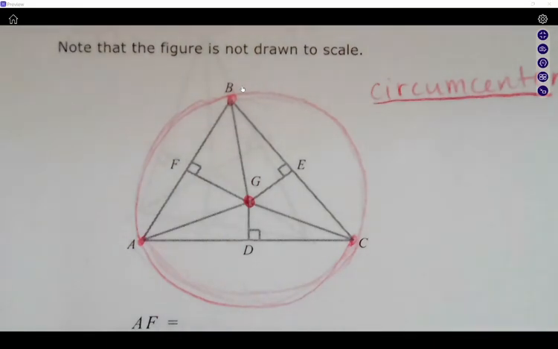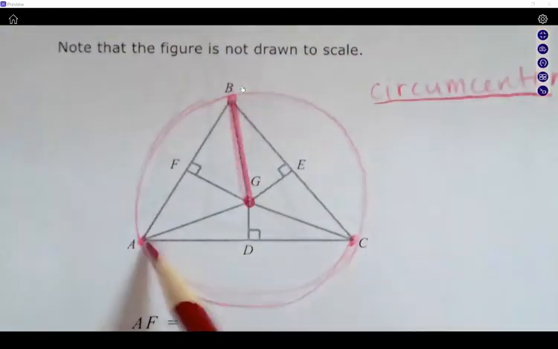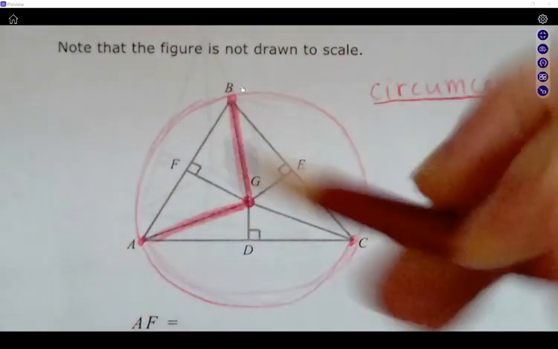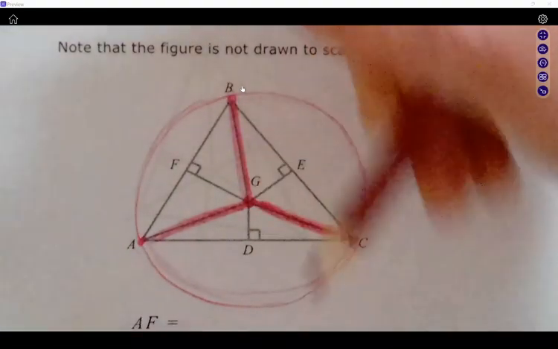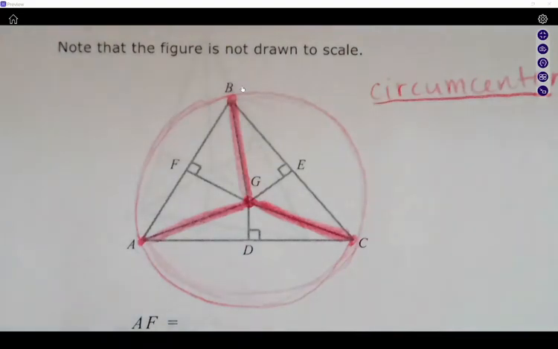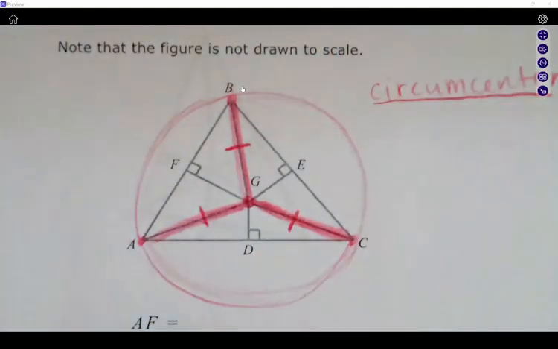Right off the bat, we have our radius values that are congruent. I'm going to go ahead and highlight them. I want you to highlight them as well on your side. If you have not circumscribed your triangle, I need you to do that. The reason I'm highlighting it is because each of these measures is equal. They're congruent. And that's because we have a circumcenter.